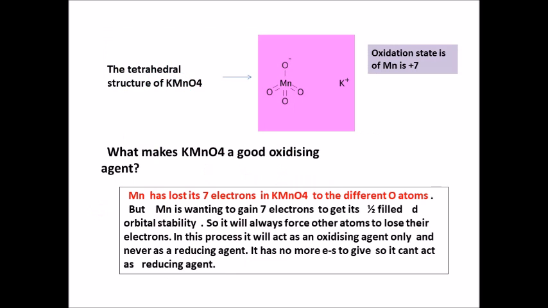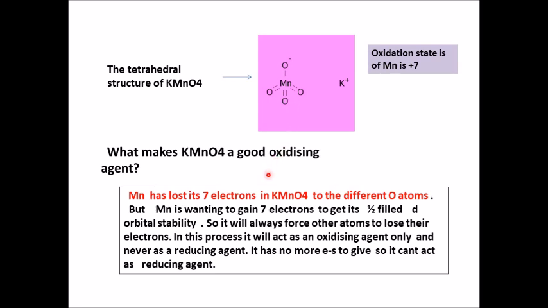Next we see how MnO4 looks. Mn has 7 bonds with oxygen, 3 double bonds and 1 single bond, and it carries a minus charge. So KMnO4 is formed by the ionic bond between MnO4- and K+. The oxidation state of Mn is +7. This is a tetrahedral structure.